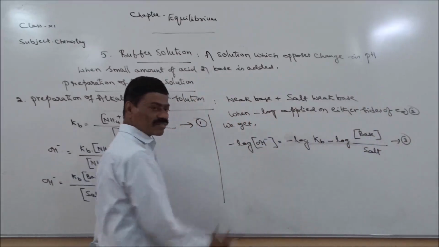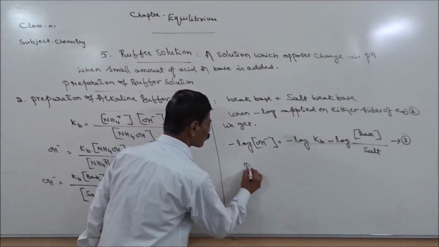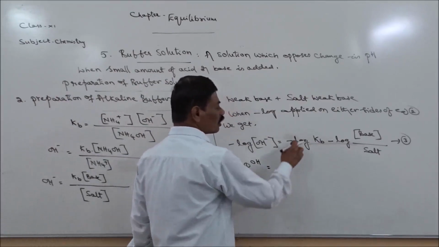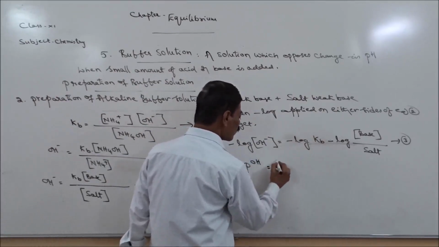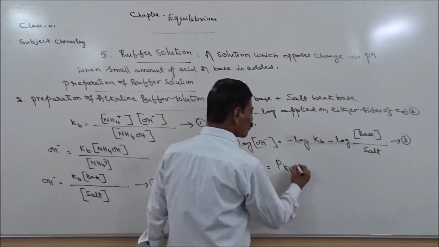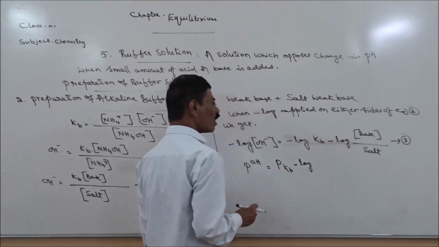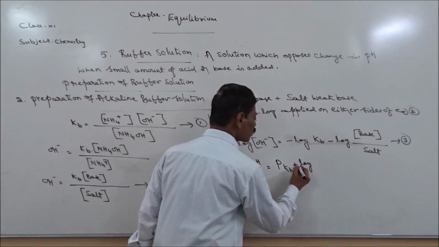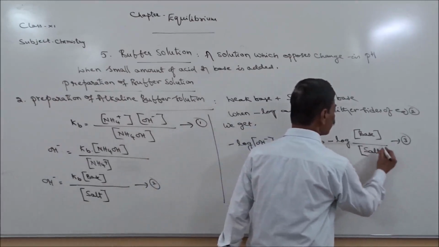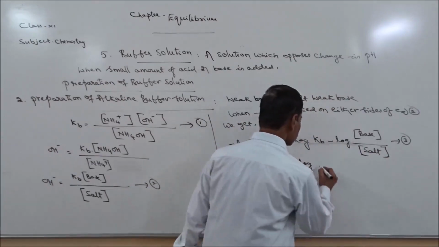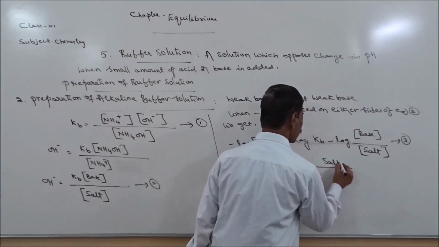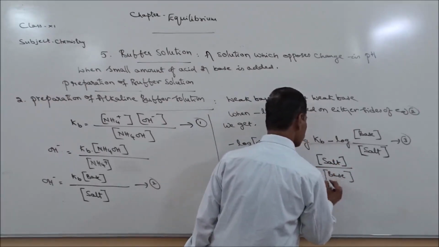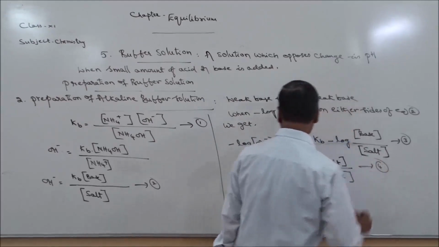Negative log of OH minus ion is nothing but pOH. Like pH, this is pOH. Now this is equal to negative log of Kb, which is pKb, minus of log. Here, if we want to make this minus sign plus, we can make it, but the molar concentration of salt and base should be written upside down, in this way: log of molar concentration of salt divided by molar concentration of base. It can be written in this way. Let this be equation number 4.